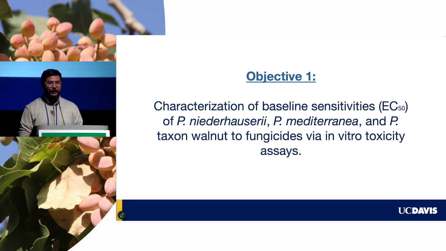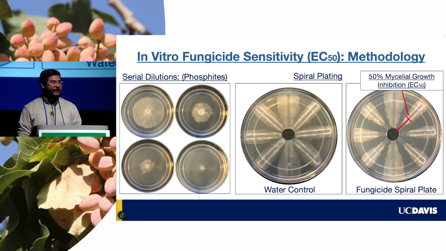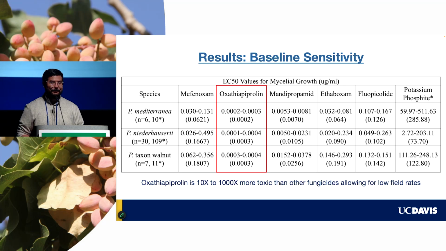And so for objective 1, looking at these baseline sensitivities, I won't go through the exact process, but we used 2 methodologies to assess the EC50. And all that means is the concentration of a chemical compound for which we saw 50% mycelial growth inhibition relative to the water control. For phosphites, we used serial dilutions. And for the other products, we used the spiral plating method that was pioneered by Jim Matheron and their lab down at UC Riverside.